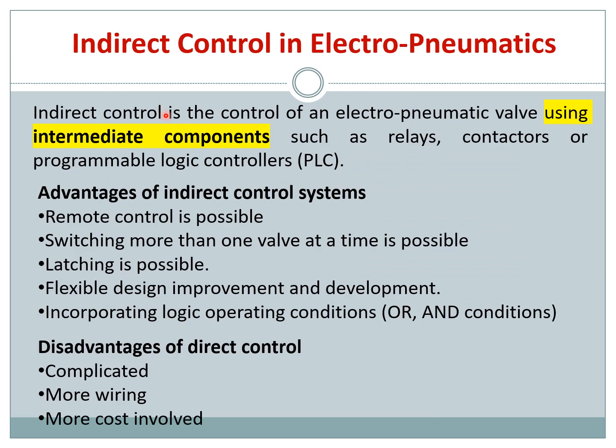So indirect control, similar like in pneumatic, you are using intermediate components like relays, contactors, or PLC. Okay, so it has some advantages and also some disadvantages. The advantages will be: remote control will be possible, switching more than one valve at the same time is possible, and you can have latching, flexible design of improvement and development for the future, and you can incorporate other logic operations. So these are some of the advantages of indirect control. Some of the disadvantages: it will be more complicated because you are involving more intermediate components. So more wiring is needed. When it's complicated and more wiring is needed, automatically the cost will be increased. So it might not be flexible for a small industry.